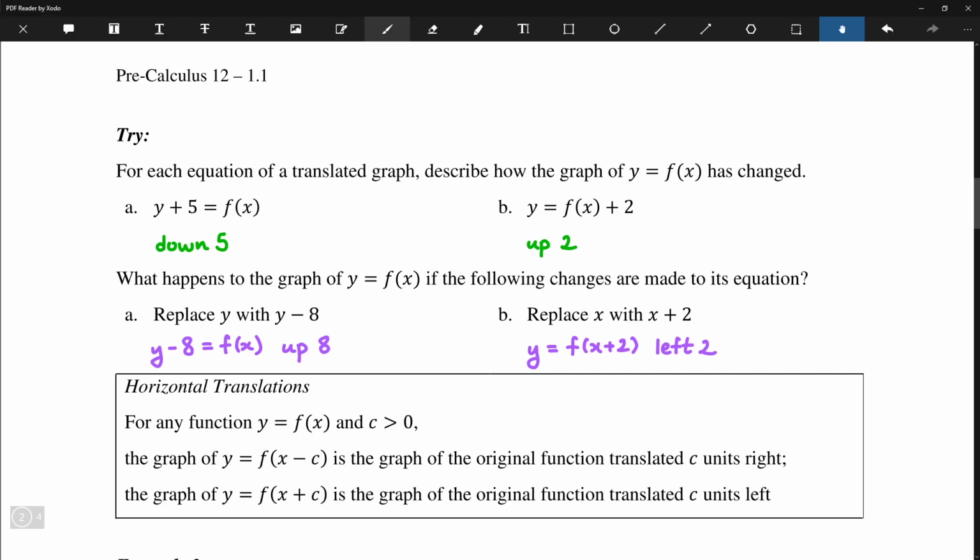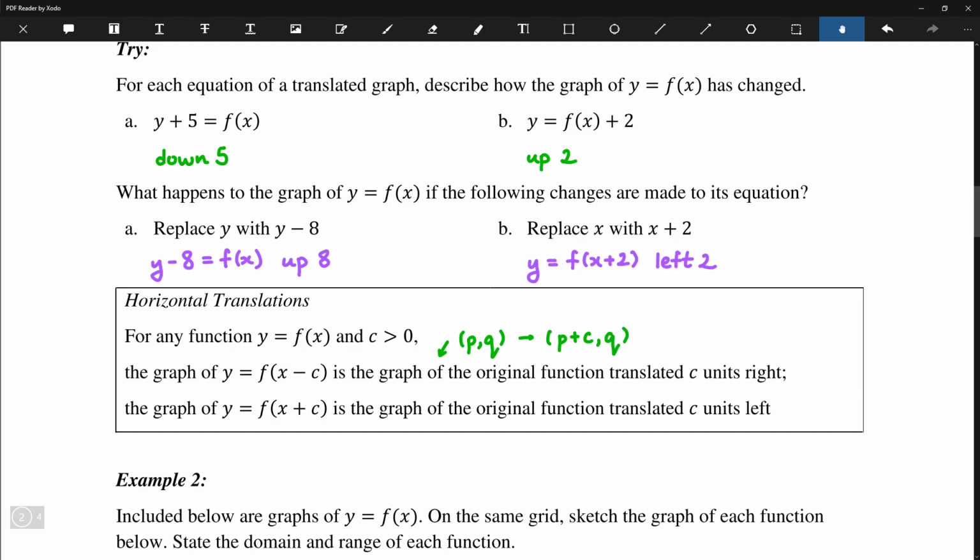Okay. Just as a side note here as well, thinking in terms of mapping that we saw on page 1, if (p, q) was on the original graph, then this transformation will give us the point (p plus c, q). So the whole graph moves to the right. Likewise, in the second case, if the original function had a point (p, q), then the new point would be (p minus c, q).